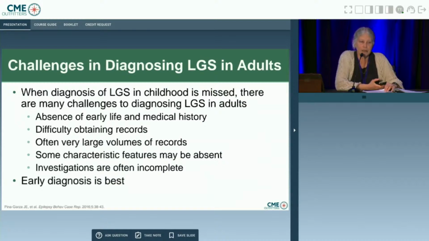So some of the challenges in diagnosing Lennox-Gastaut in adults, I think this is more challenging for our adult colleagues if we as child neurologists have missed this diagnosis. And I think oftentimes these adults now with Lennox-Gastaut syndrome live in group homes, and so we often lack people who really understand what their early history was, and that can be really challenging to try and find. It's often difficult to obtain records.